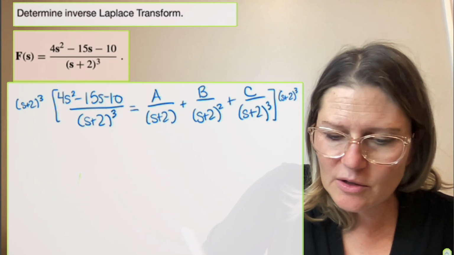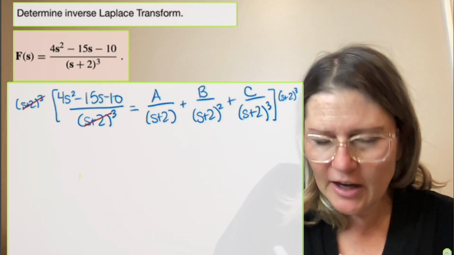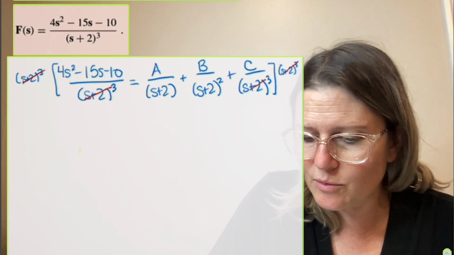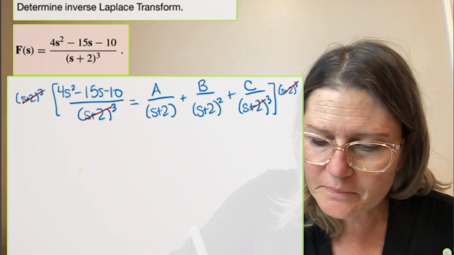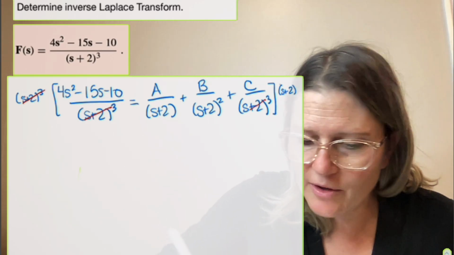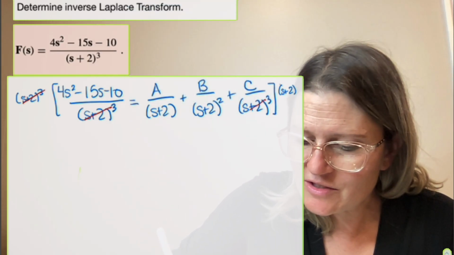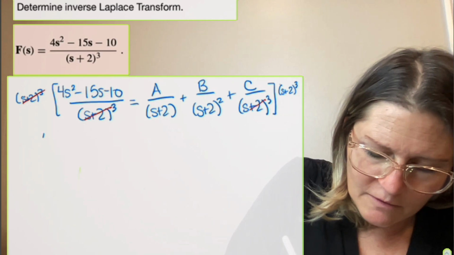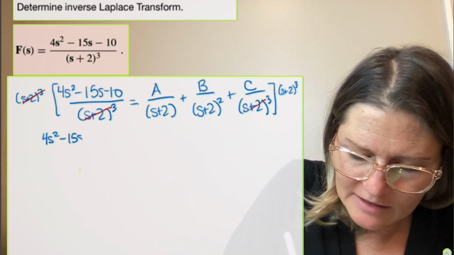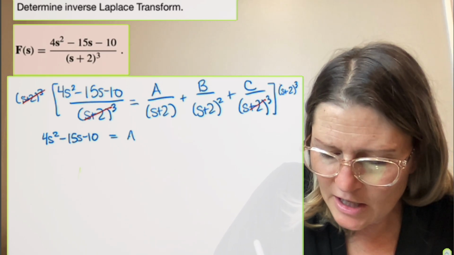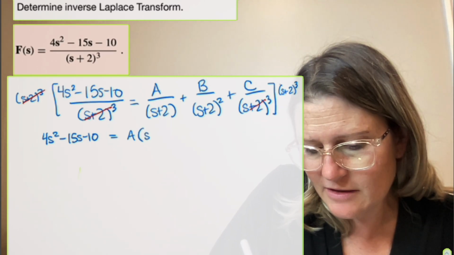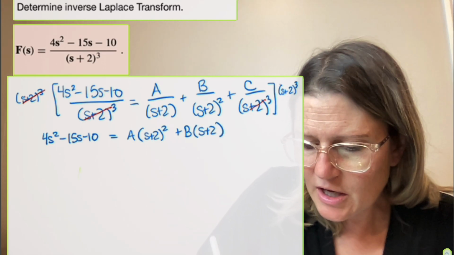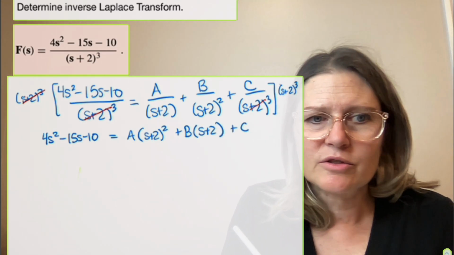And when we do this, this side will have this cancel, and on this side, the S plus 2 will cancel with the C1. This doesn't cancel up here though. So as I rewrite this, you have 4s squared minus 15s minus 10 is equal to A, and then when that's multiplied out, you get an S plus 2 still on the top, and B for an S plus 2, and then plus C. So this will be our equation.